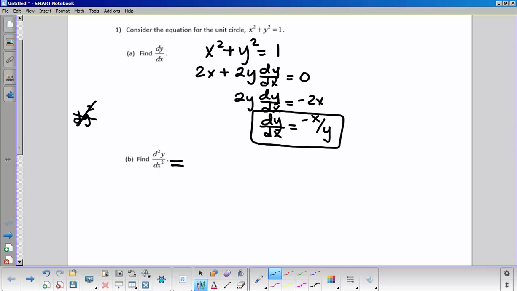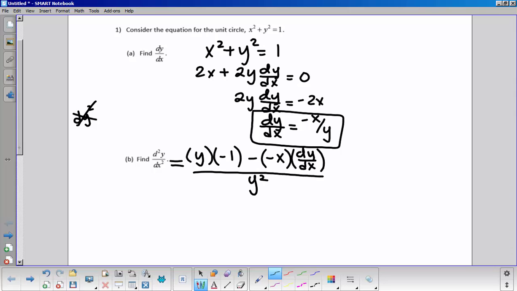I'm going to put a big equals here. So we're going to take the derivative implicitly of the first derivative, which is negative x over y. So what rule do I have to use? Quotient rule. Okay, so we go ho, which is y, d hi, which is negative 1, minus hi, which is negative x, d ho, which is dy dx, good. All over ho ho, which is y squared.